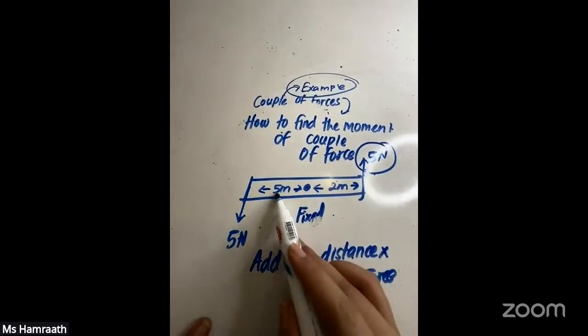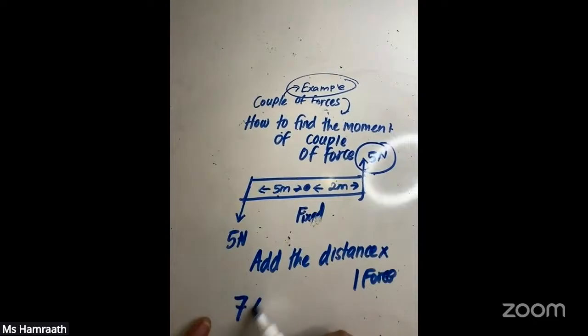So what you will do? 5 plus 2 is 7 multiplied by 5 Newton. So 7 into 5 Newton is how much? Yes, 35. 35 Newton meter is going to be the answer.